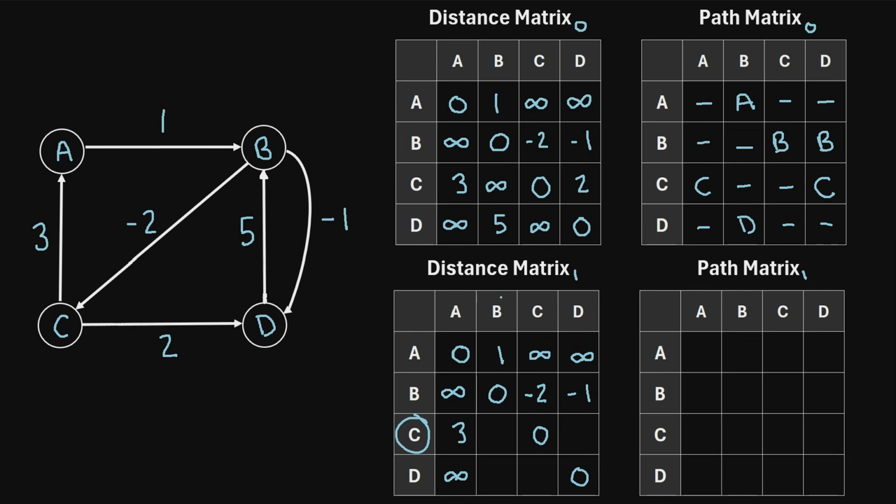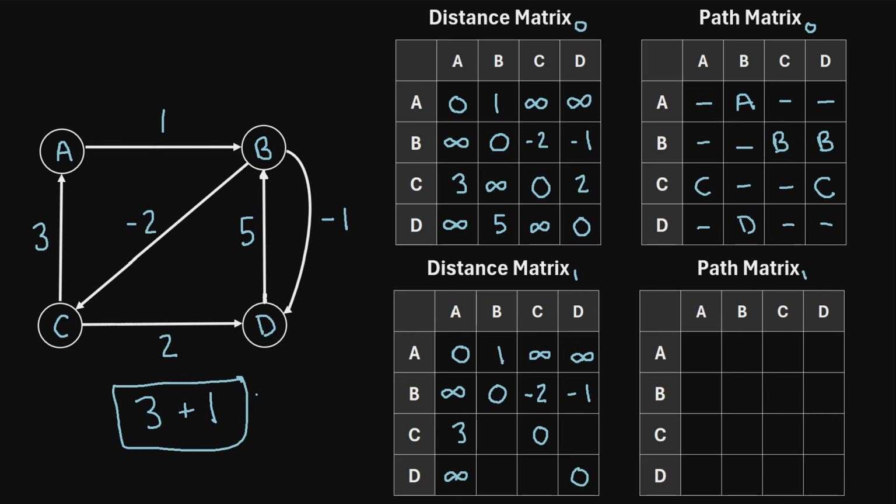So from C to B, the current shortest distance is infinity. In other words, there's not a path from C to B. So now we ask ourselves, what if we force ourselves to go through node A? So from C to A to B, does that produce a shorter distance? From C to A, that's a distance of 3, and from A to B, that's a distance of 1, for a total distance of 3 plus 1.